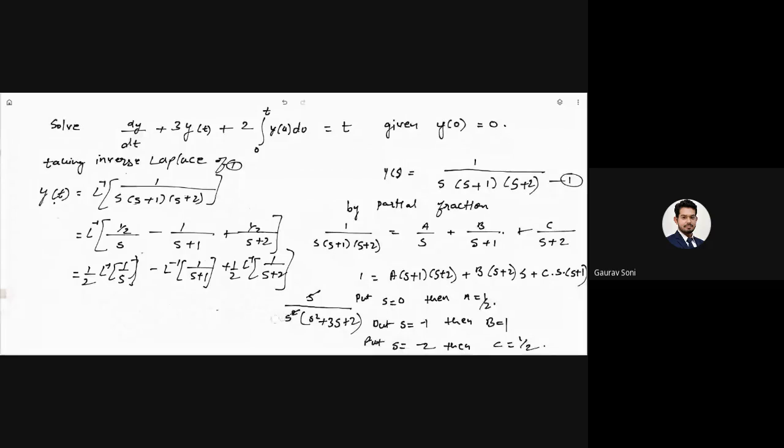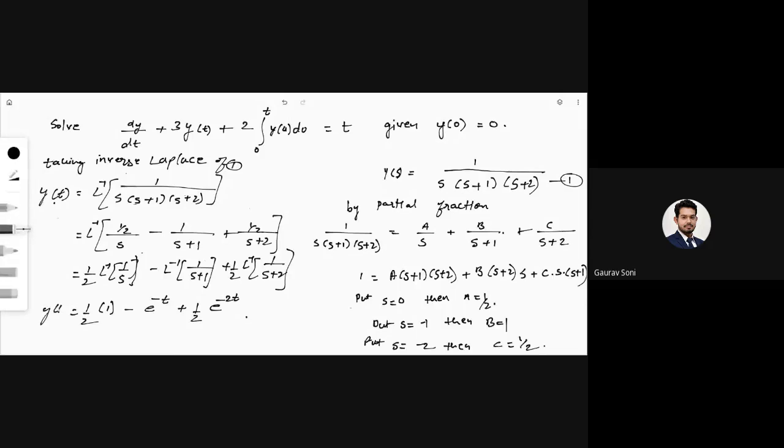So now it is just the formula which is to be used for each and every one of them. So this is 1 by 2 Laplace inverse of 1 upon s is 1, minus Laplace inverse of 1 upon s plus 1 is e to the power minus t, plus 1 by 2 e to the power minus 2t. This is the final answer and the solution of the given integro differential equation.